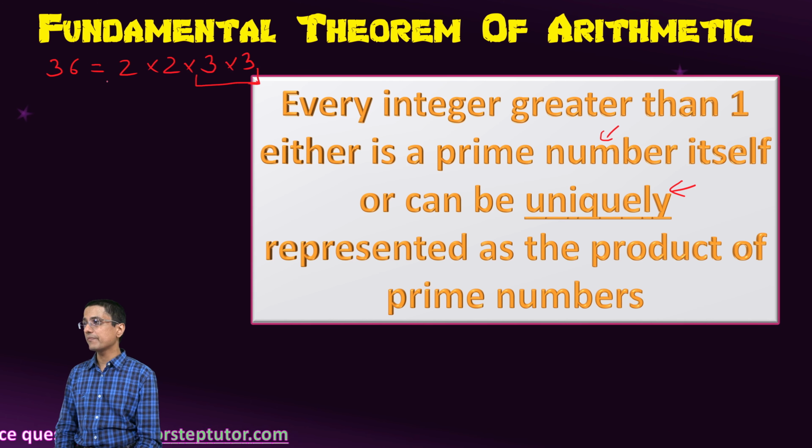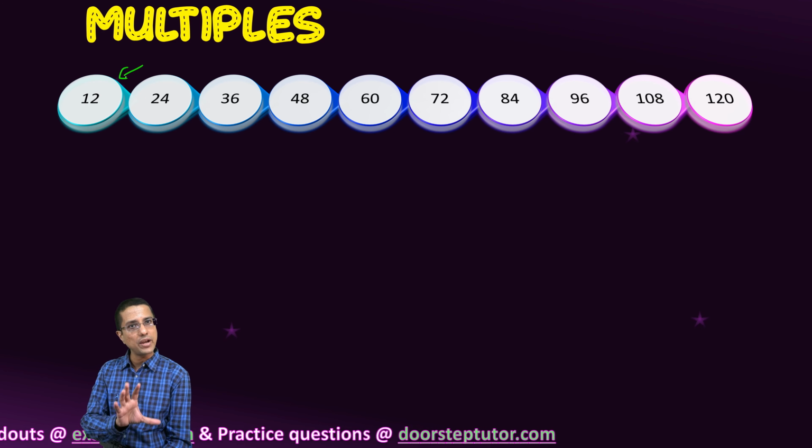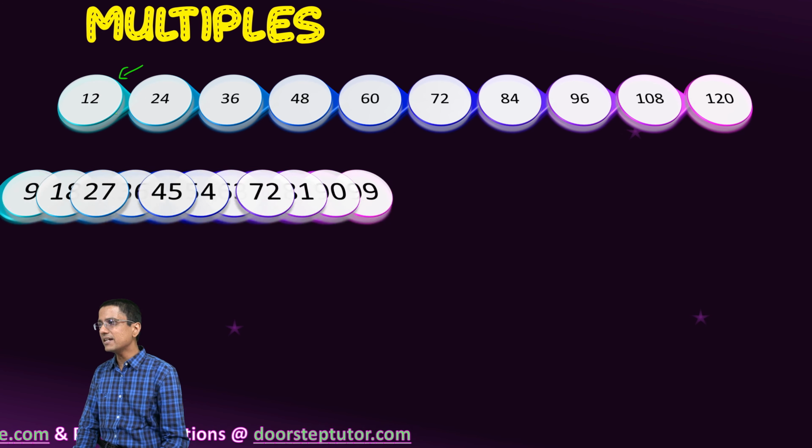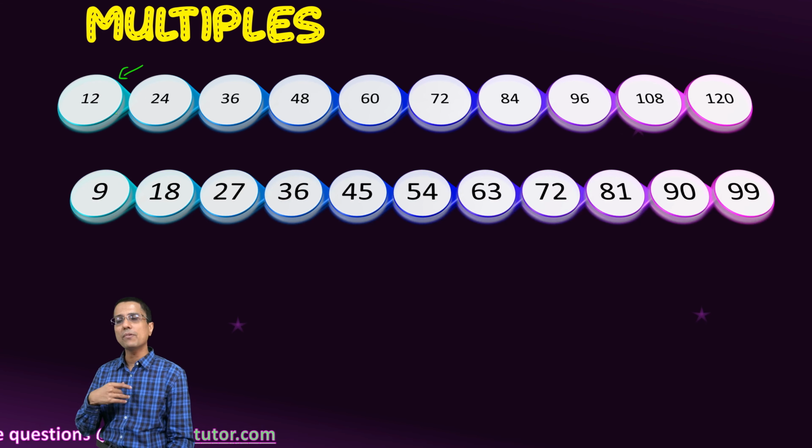Let's now look at multiples and their properties. We already know about factors at this point, and now let's consider multiples. What are multiples? Multiples are very, very simple. In fact, they are so simple that you have already encountered them. Whenever you practice tables, everything which occurs in the table of 12, for example, is a multiple of 12. Anything which appears in the table of 9 is a multiple of 9.